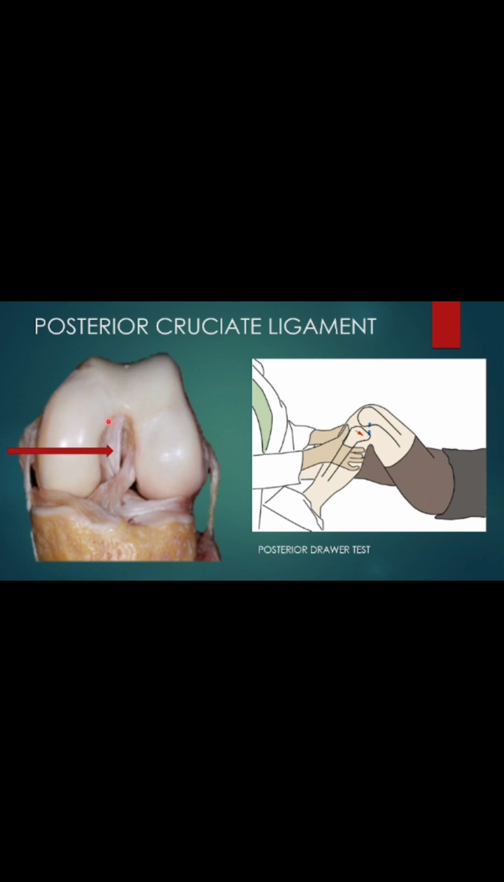Now the posterior cruciate ligament is tested by the posterior drawer test. You should ask the patient to lie in the supine position with both hip and knee joint flexed, and also the ankle joint should be firmly held to immobilize it. Now what you have to do is you should push the tibia on the femur posteriorly. So if there is excessive posterior movement of the tibia, that indicates the posterior drawer test is positive. That means the posterior cruciate ligament is torn.